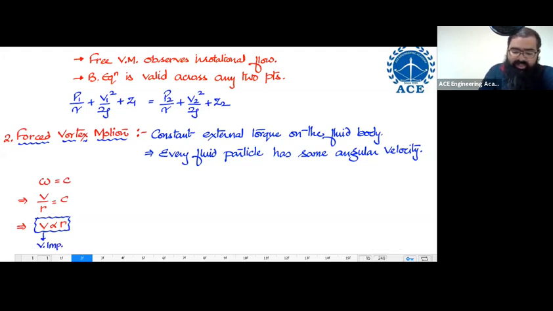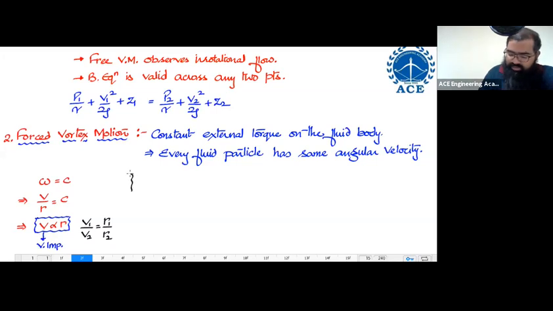That means if I take any 2 points in forced vortex motion, I can say V1 by V2 has to be equal to the corresponding R1 by the corresponding R2. So as you keep going away from the center, velocity is linearly increasing. Previously, you remember, it was inverse proportionality. Velocity was inversely proportional to R, so as you kept going away, velocity kept decreasing. Over here, as you keep going away, velocity keeps on increasing. This is the first point.